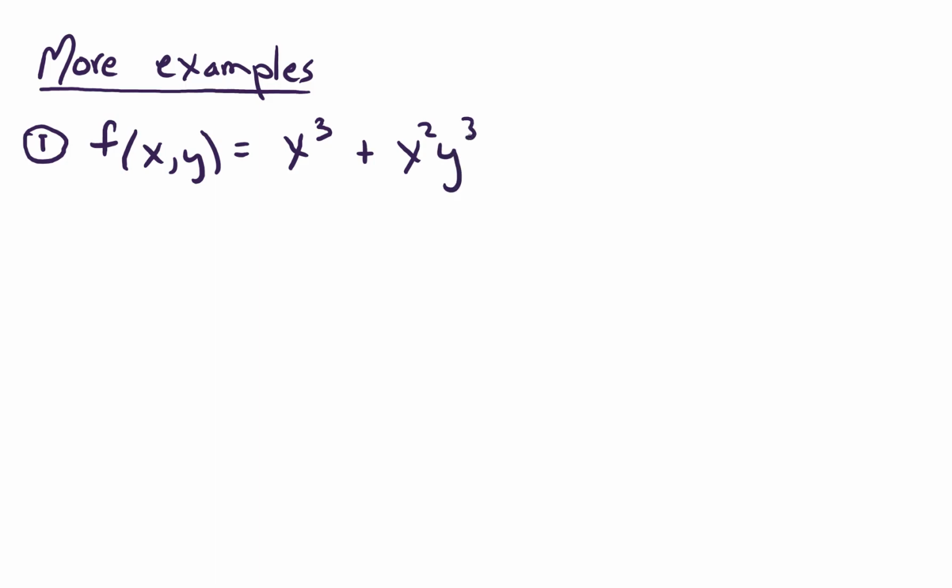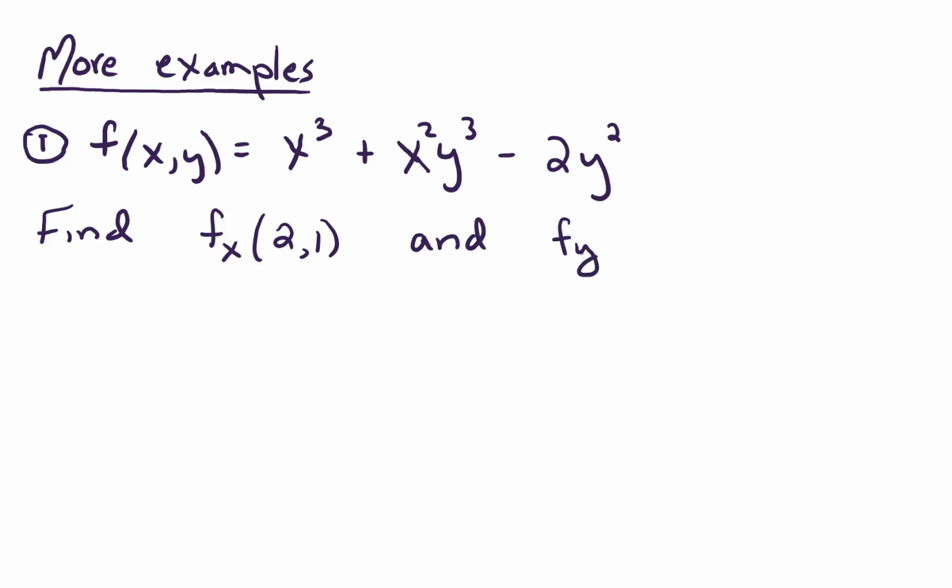So for the next example, I'd like to look at f of x y equals x cubed plus x squared times y cubed minus 2y squared. And for this problem, let's find the partial derivative with respect to x and evaluate it at 2, 1. And let's find the partial derivative with respect to y evaluated at x equals 2, y equals 1.